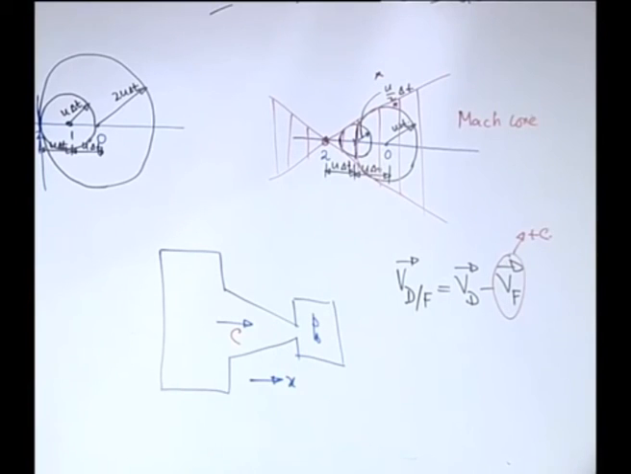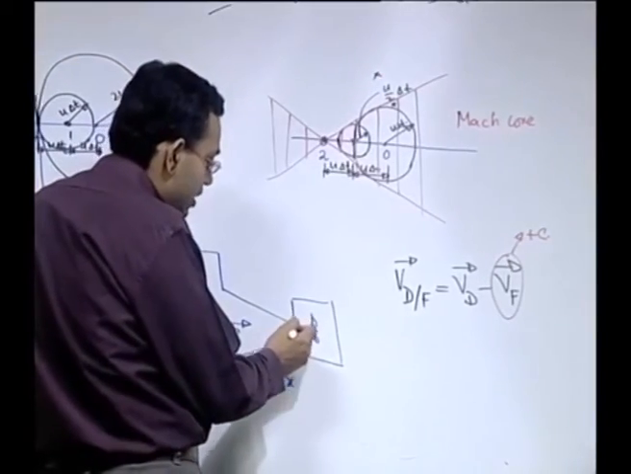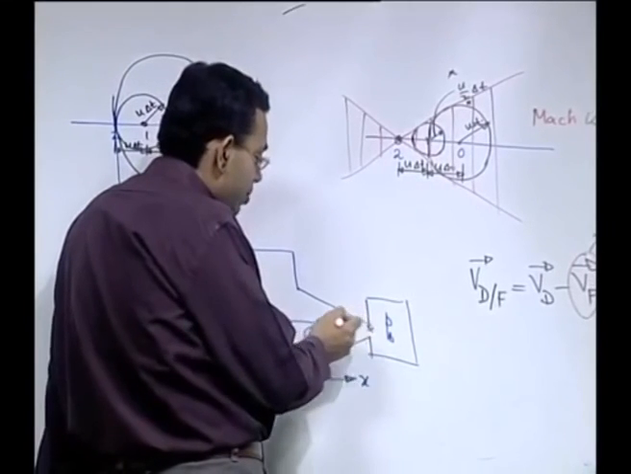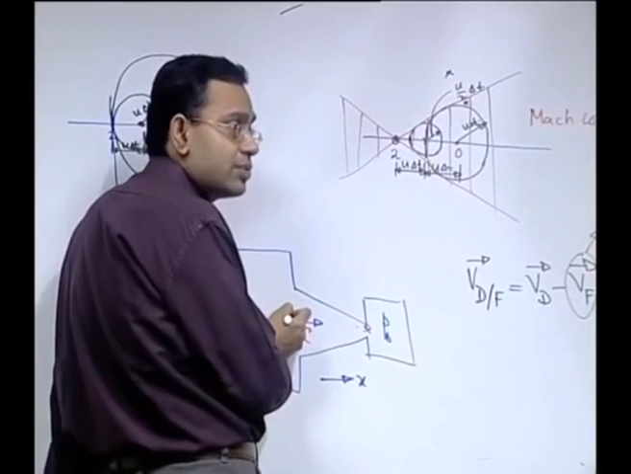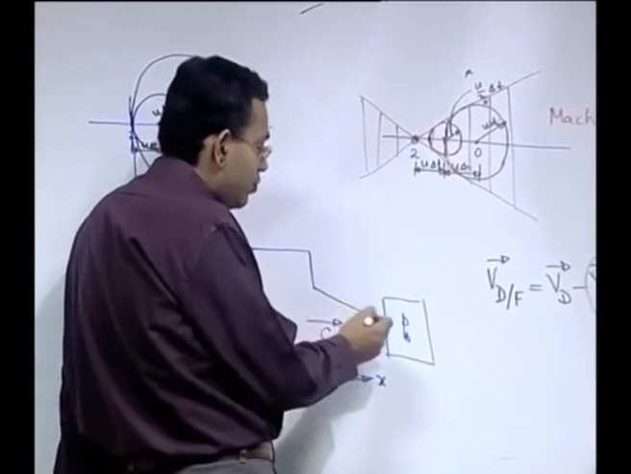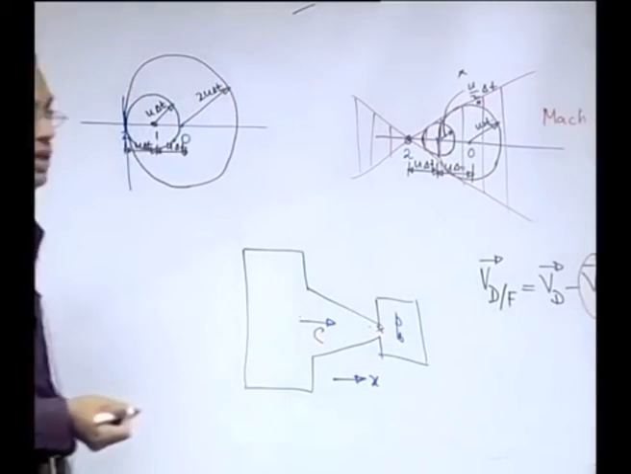Velocity of disturbance relative to the flow, or what is the velocity of the disturbance? The disturbance is created here and is propagating in this direction. How is it propagating? It is propagating relative to the flow. So relative to the flow, it is moving along the negative x direction with a velocity c.